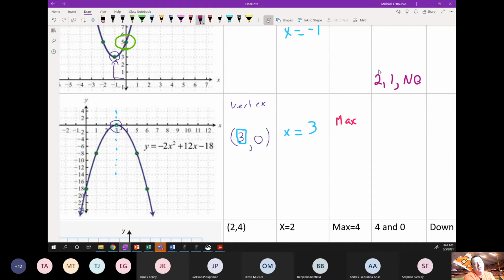Take a shot at it. Don't be shy. Not quite. I like what you're thinking. You gave me the y value. Zeros are x values. So what's your x-intercept? Where does it cross over the x-axis? Where does the parabola touch the x-axis? Very good, Andreas. 3.